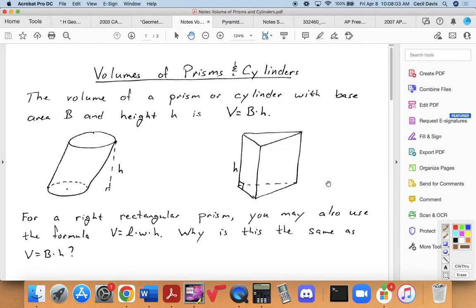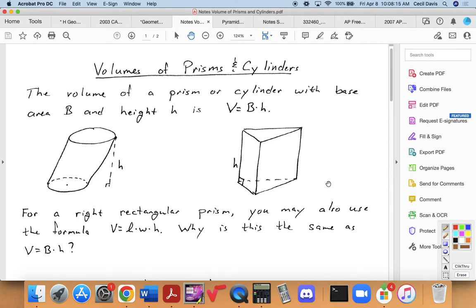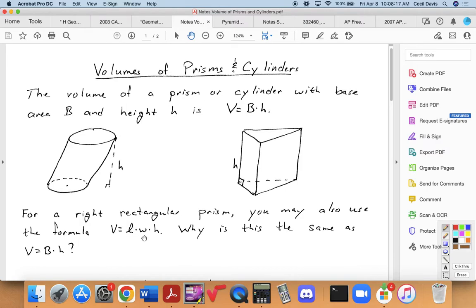This is one of the easiest formulas because it's kind of base times height, which is one of those ones we've used over and over again. It's just that it's area of the base times the height. Okay, now, some of you learned, I don't know when you learned this. When do you learn length times width times height? 4th grade? Somewhere like that. Okay, why is it that works in a rectangular prism?